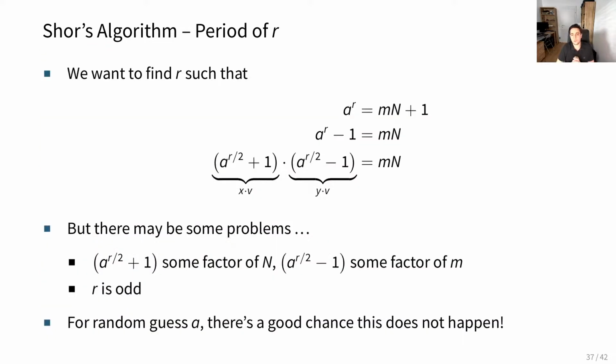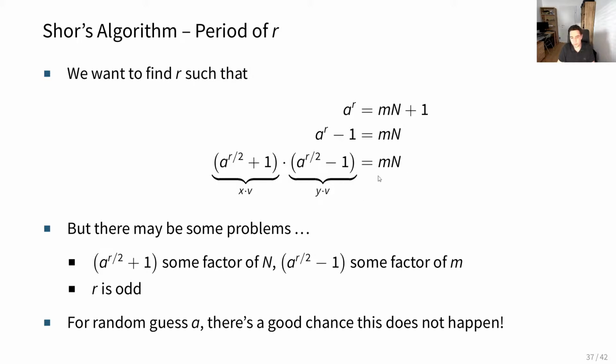Okay, why does this work? First we want to find some R such that this relation is fulfilled. Why do we want to find it? Well, we can reorder, and by factoring we have this one here, and if we then compute this or this, it is likely that we have some factors.